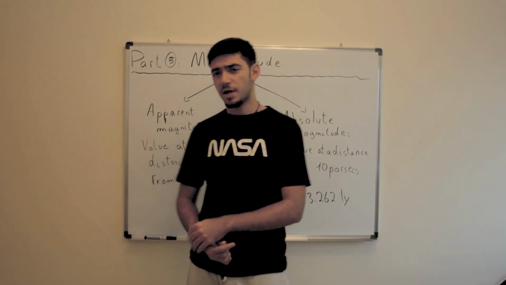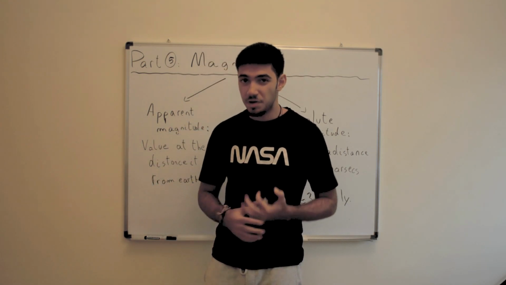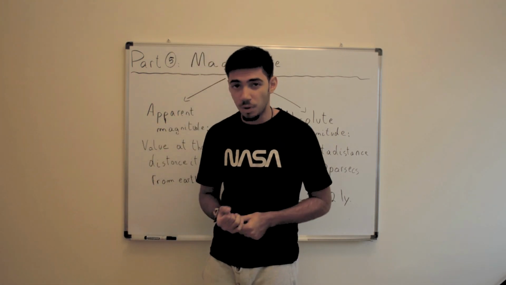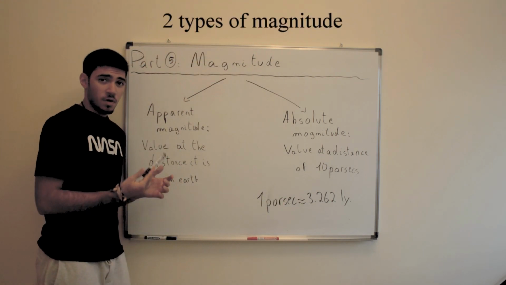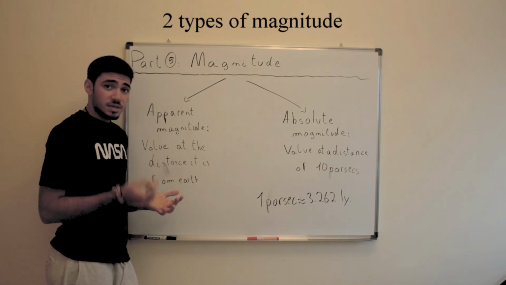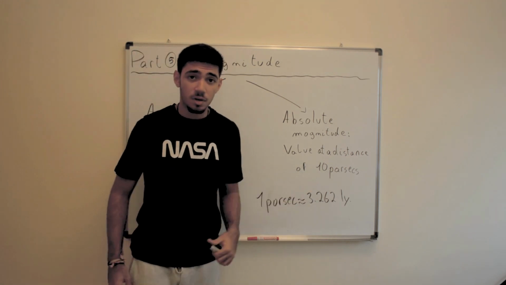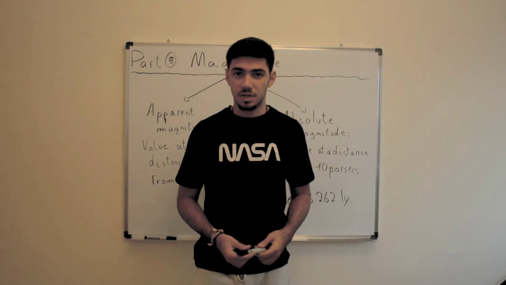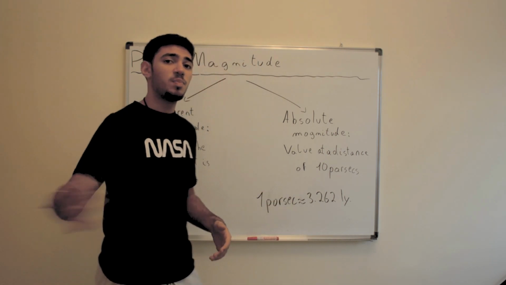Our Sun has a value of apparent magnitude of minus 27.3. That's very bright. But a value of absolute magnitude of only 4.8. Let me explain that. This value is the brightness of the star at the distance it is from Earth. But this value is the brightness of the star as it would be at a distance of 10 parsecs. So how bright would our Sun be if we put it 10 parsecs away?